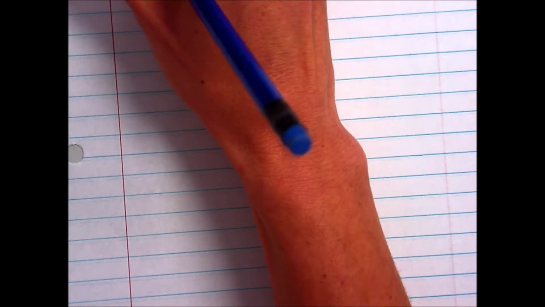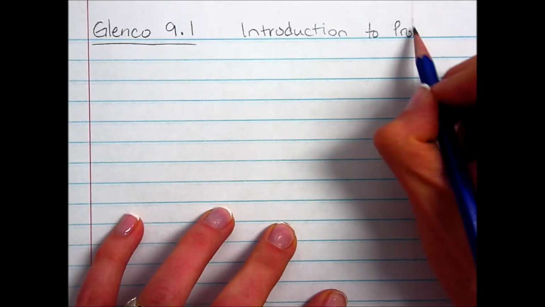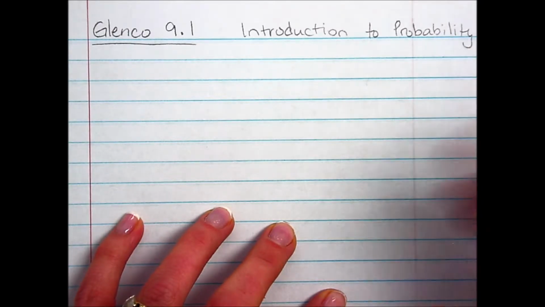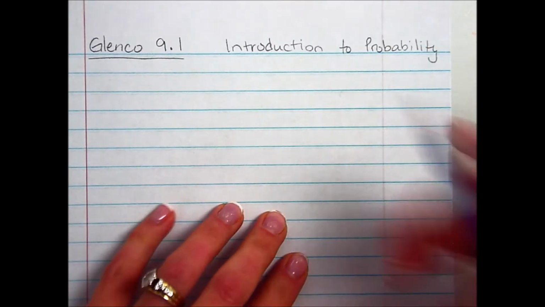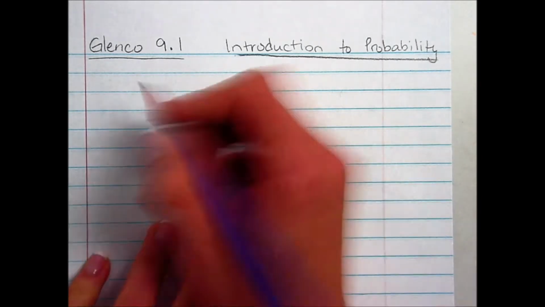Today's lesson is on probability, and it's actually from the 7th grade Glencoe textbook, which is Chapter 9, Lesson 1. So this is our introduction to probability. There are a couple of words that you need to be familiar with. First one is probability.